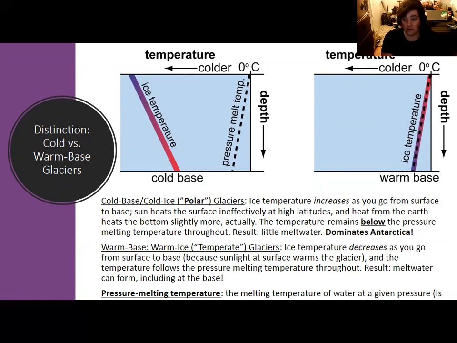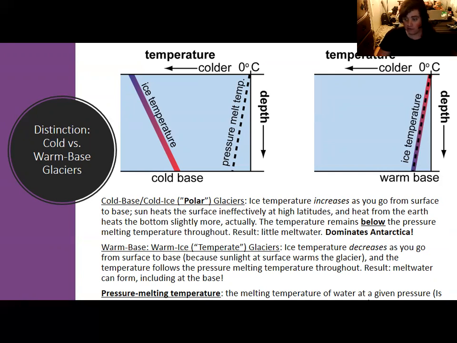Several times in this course, I've mentioned the fact that the temperature at which liquid water freezes to ice and vice versa is going to be dependent on pressure. And that comes into play here because the pressure melting temperature is going to drop, which means that liquid water can exist at lower and lower temperatures as you go from the top of the glacier to the bottom of the glacier. And that's because the pressure is increasing.